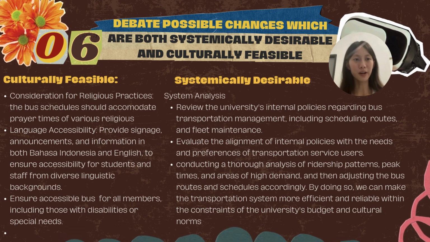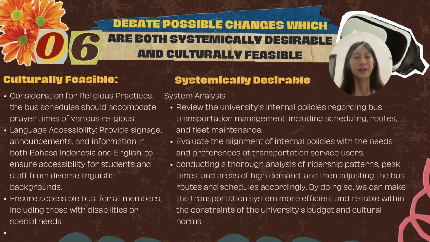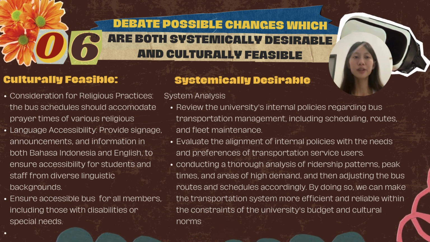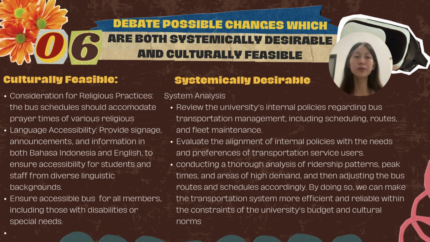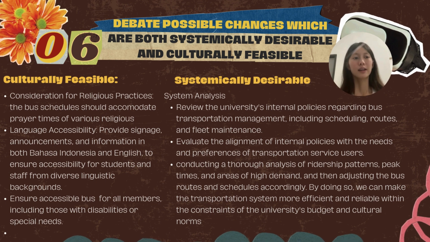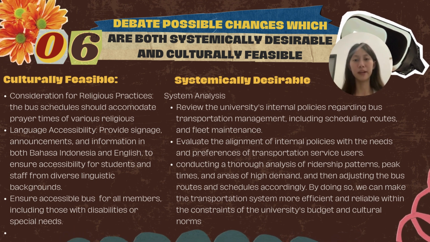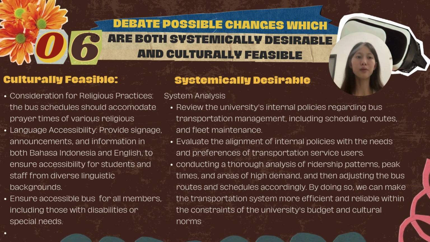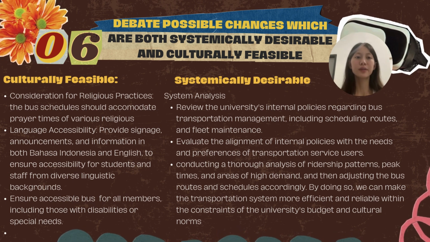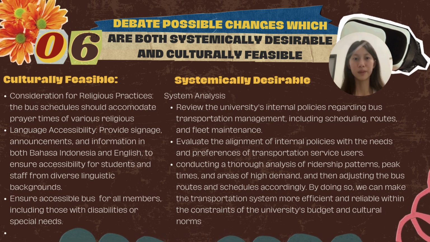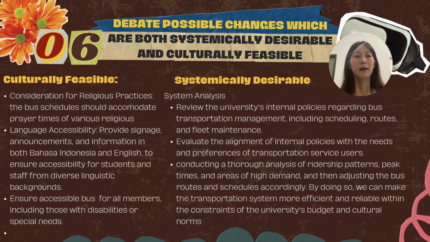The second part is systemically desirable. There are several points, but first we will get into the system analysis. The first point of the system analysis is to review the university's internal policies regarding bus transportation management, including scheduling, routes, and fleet maintenance. The second point is to evaluate the alignment of internal policies with the needs and preferences of transportation service users. The last point is to do an analysis of peak hours and also high demand areas.